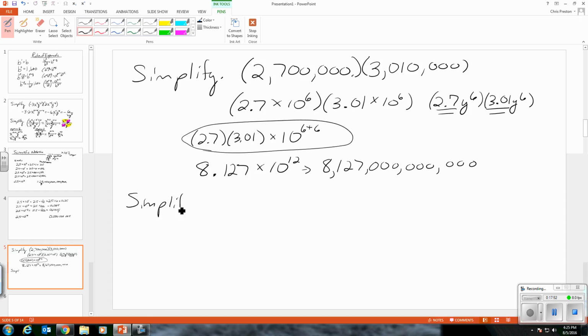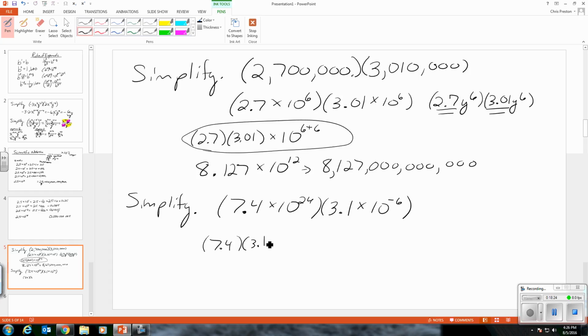Let me do another multiplication. I'm just going to go into scientific notation here. Let's say I had 7.4 times 10 to the 24th power. I'm going to multiply that by 3.1 times 10 to the negative 6 power. So here I'm multiplying a very big number times a small number. Same thing as before. You're going to take 7.4 times 3.1 times 10, and then the way you multiply these two is you add those powers.